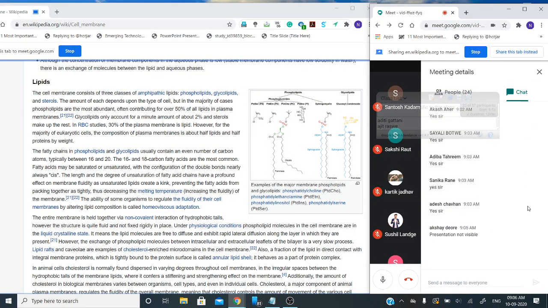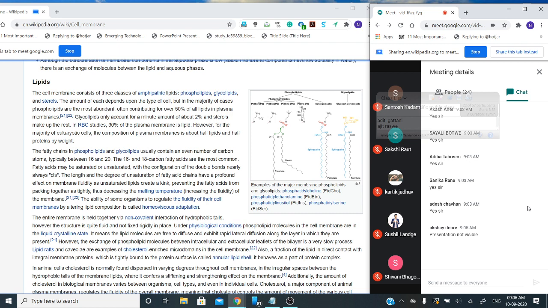Next are the fatty chains which are present in the phospholipids and glycolipids. They contain an even number of carbon atoms between 16 to 20, and 16 to 18 carbon fatty acids are the most common. They are saturated or unsaturated. Whenever there is a double bond, it is mostly cis. If you remember organic chemistry, cis and trans. So they are cis, and they have a profound effect on membrane fluidity.